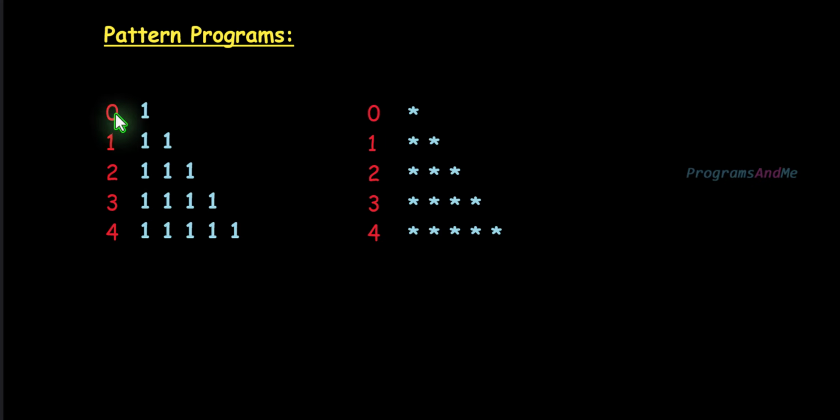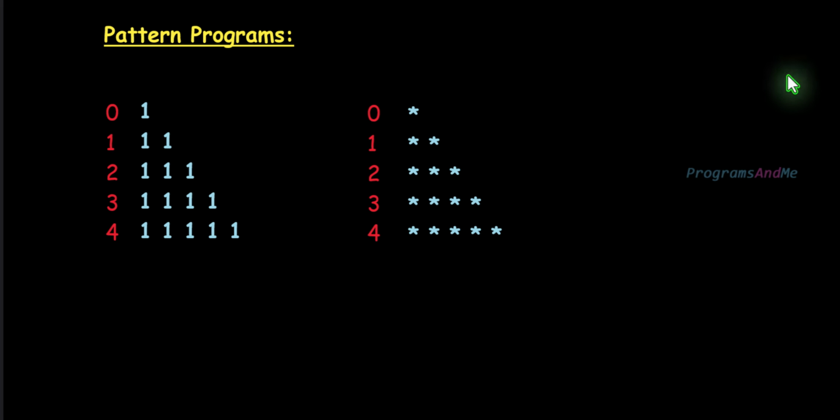When row number is 0, I need 1 column. When row number is 1, we need 2 columns. When row number is 2, we need 3 columns. This is the relationship between the number of rows and the number of columns. When row number is 4, I need 5 columns. That is nothing but row number plus 1 columns. Right? That is the formula. To find the number of columns in right triangle shape, the formula is row number plus 1.